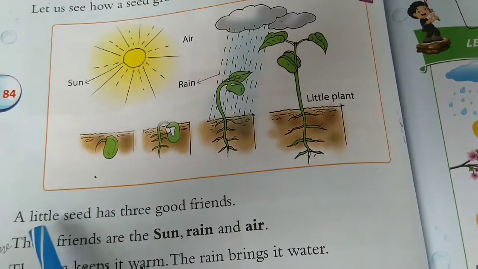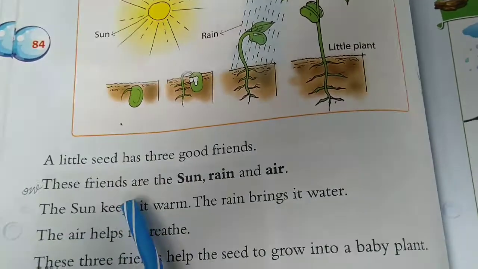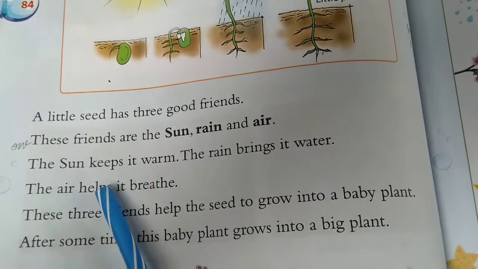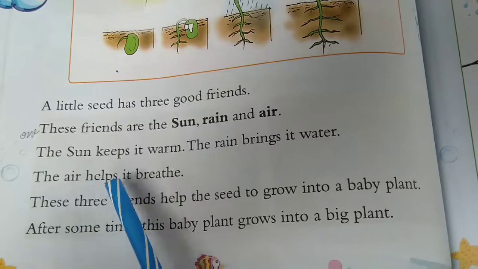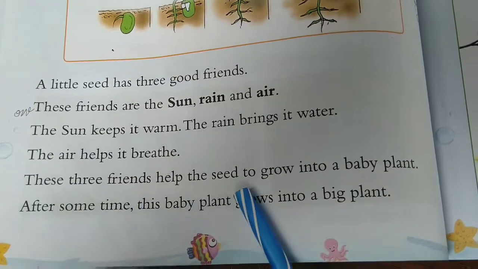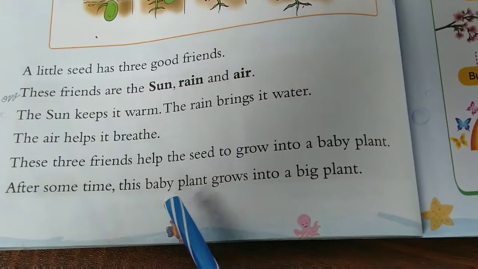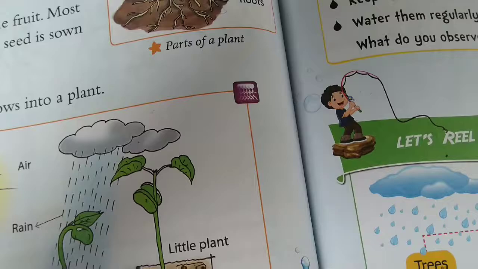This is a seed. A little seed has 3 good friends. These friends are the sun, rain and the air. The sun keeps it warm. The rain brings it water. The air helps it to breathe. These 3 friends help the seed to grow into a baby plant. After some time, this baby plant grows into a big plant.